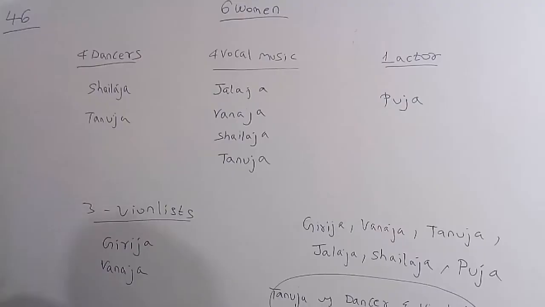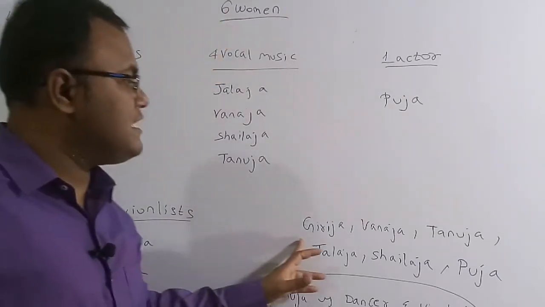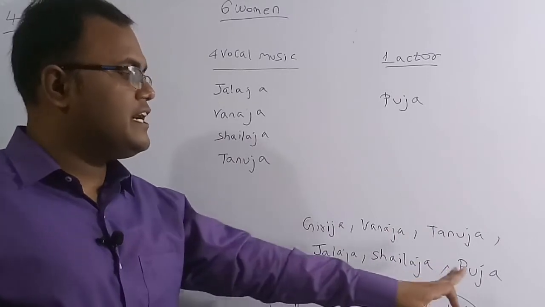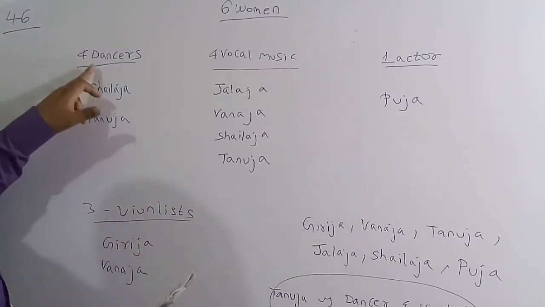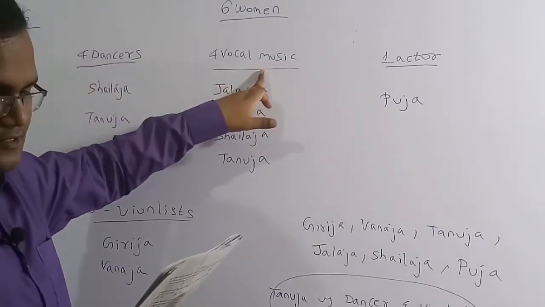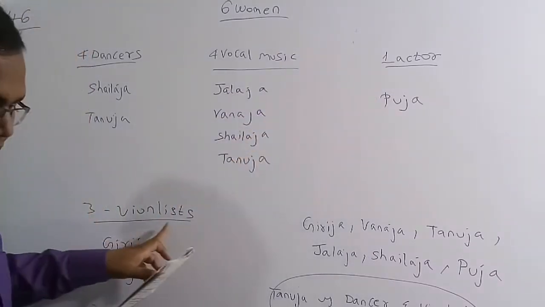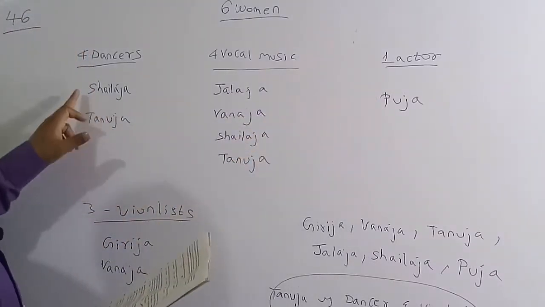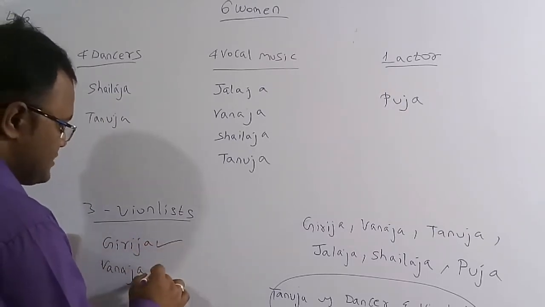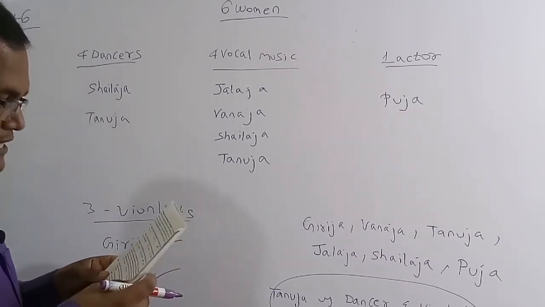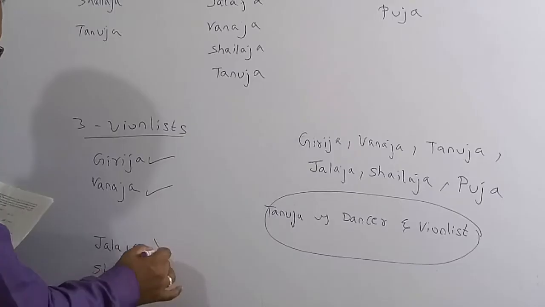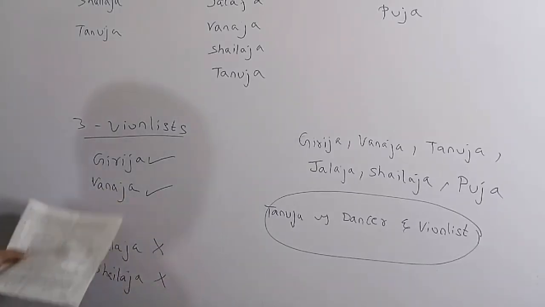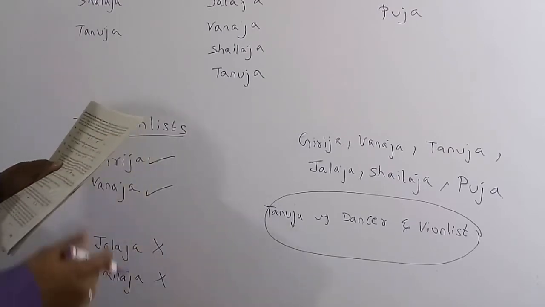So let's solve this numerical. In the question they say that in a group of 6 women, the 6 names are Girija, Vanaja, Tanuja, Jalaja, Shailaja and Pooja. Here they have given 4 dancers, 4 vocal musicians, 1 actor and 3 violinists. Girija and Vanaja are among the violinists, so both are violinists. Jalaja and Shailaja do not know how to play the violin, so these 2 are not violinists.